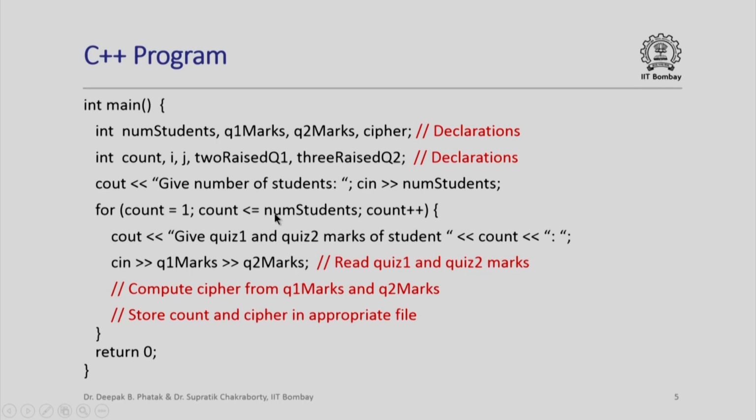So we iterate num students number of times, and for each student we ask for the quiz 1 and quiz 2 marks, read those in, and then we compute the cipher, the encoded form from quiz 1 marks and quiz 2 marks, and we then store the count and the cipher in an appropriate file. Now since we have not studied how to do file operations, I am not going to elaborate on this comment further now. We will however elaborate on this comment.